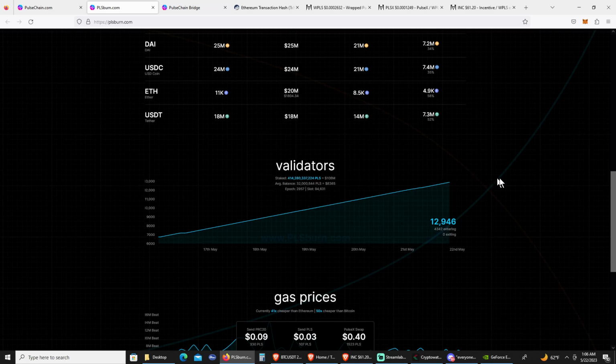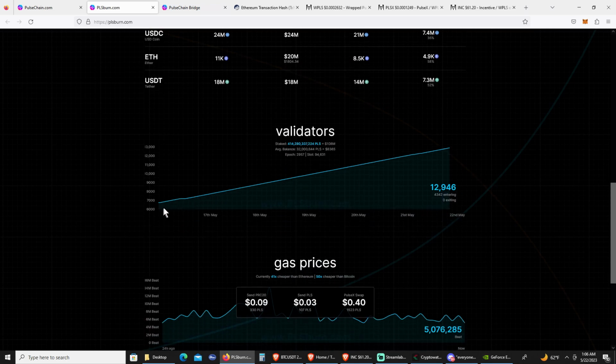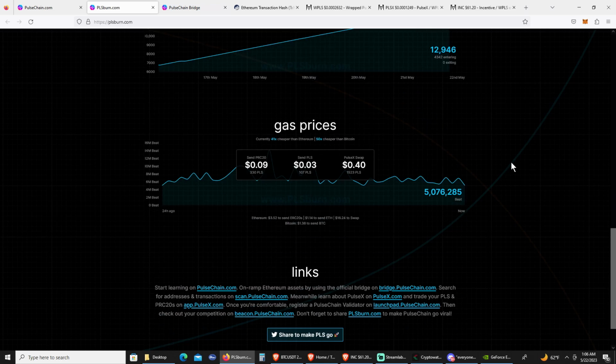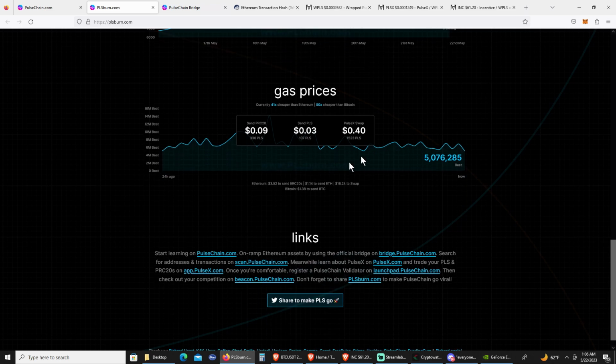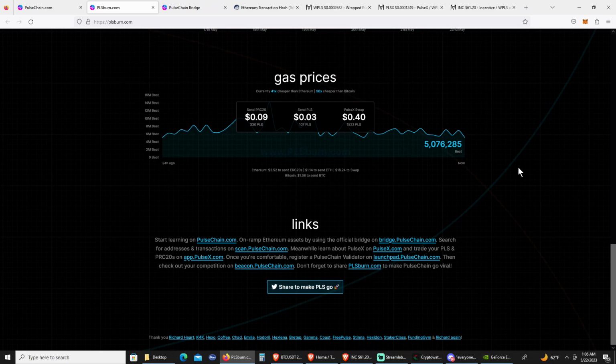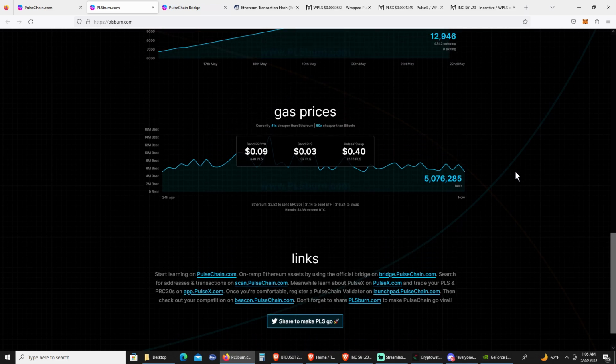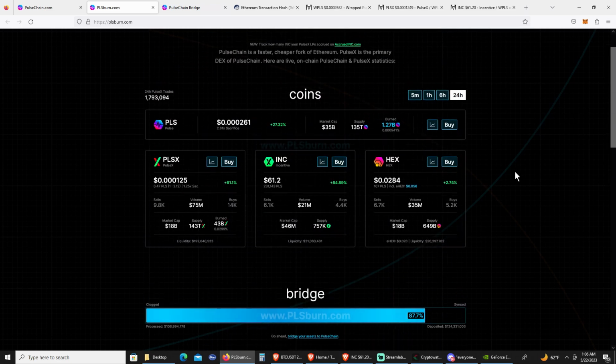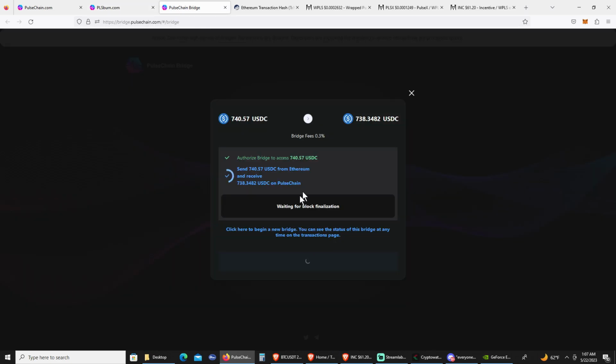The number of validators for Pulsechain has gone up drastically as well since day one of launch. Gas prices are currently 41 times cheaper than Ethereum, 50 times cheaper than Bitcoin. That's an interesting statistic right now. So sending PRC20 is not really that expensive, about $330 on Pulsechain. But for these swaps right now, I was paying about $5,000 to $6,000. So I'm glad this website has all these statistics. Still waiting for this bridge to go through.